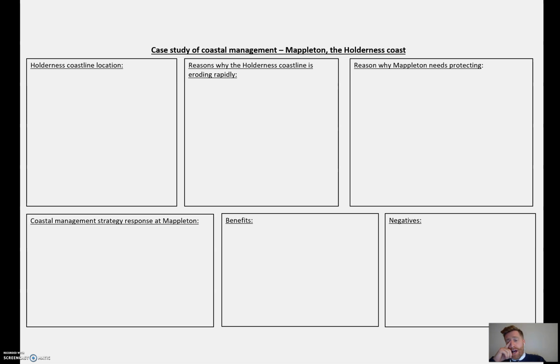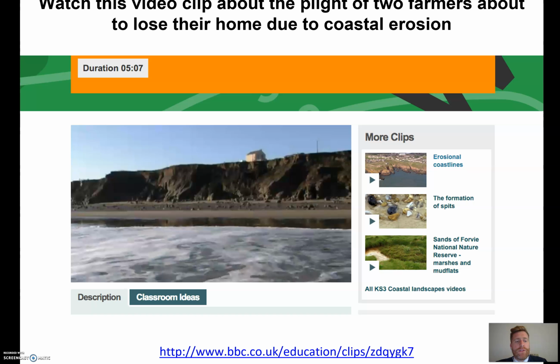Whilst your cover teacher is playing this video, there will be certain points where I'll ask you to pause, and your cover teacher will press pause on the PowerPoint, and then you'll be asked to fill in one of the boxes on this sheet. One box asks you to describe the location, another box asks you why the cliffs are eroding. You'll fill these out as the lesson goes on.